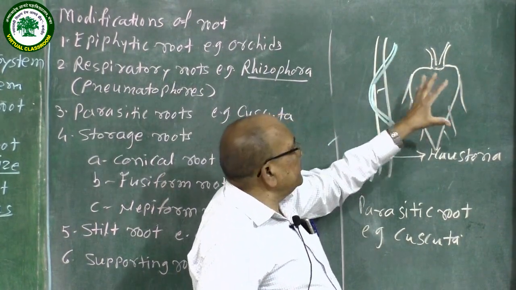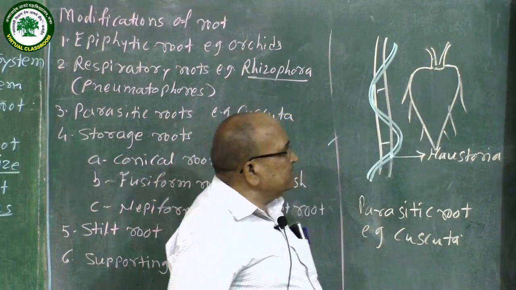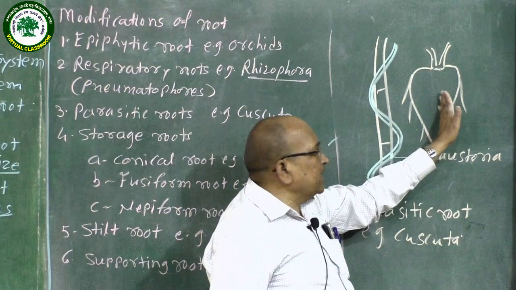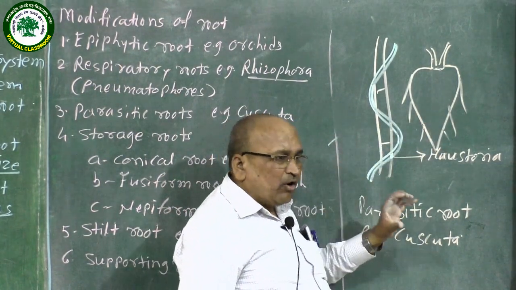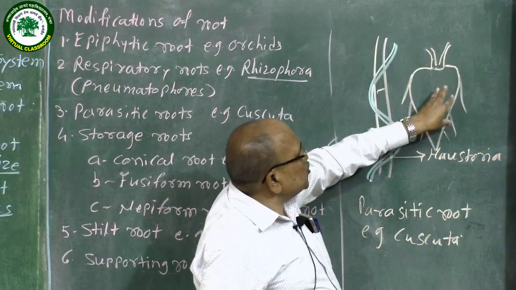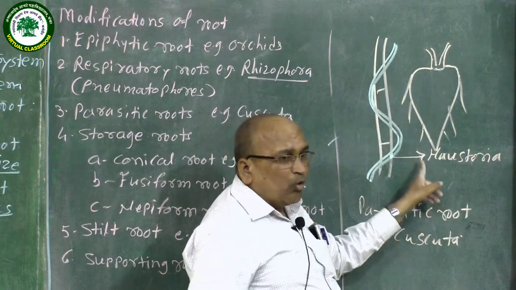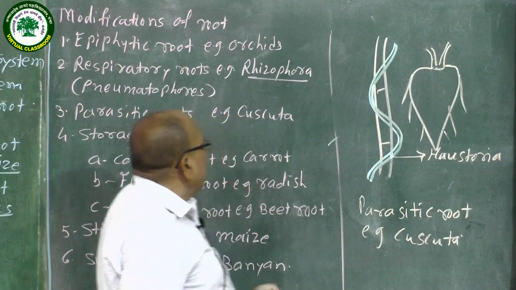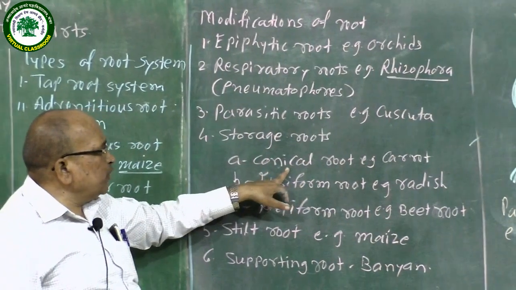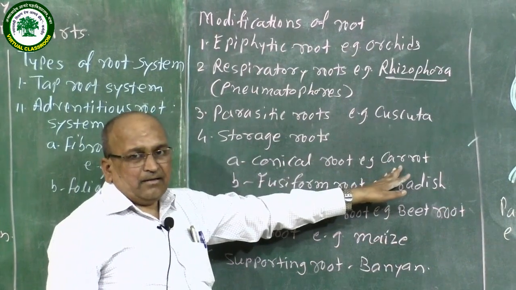Due to storage of food material in the root, anomalous secondary growth takes place, and due to anomalous secondary growth, a number of cells are formed, and in these cells the food material synthesized in the leaf is stored in the root. The shape of this root is somewhat conical, so it is called a conical root. The main function of this conical root is storage of food material. Example is the carrot.